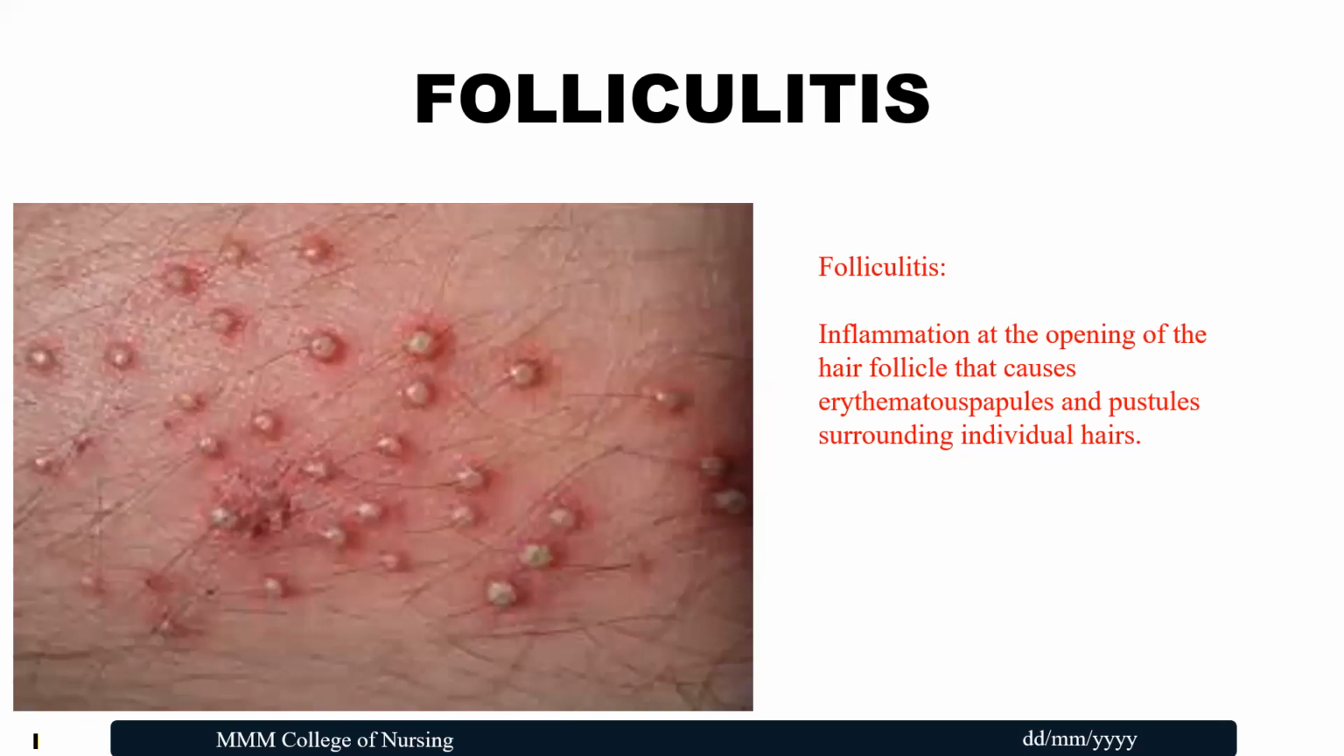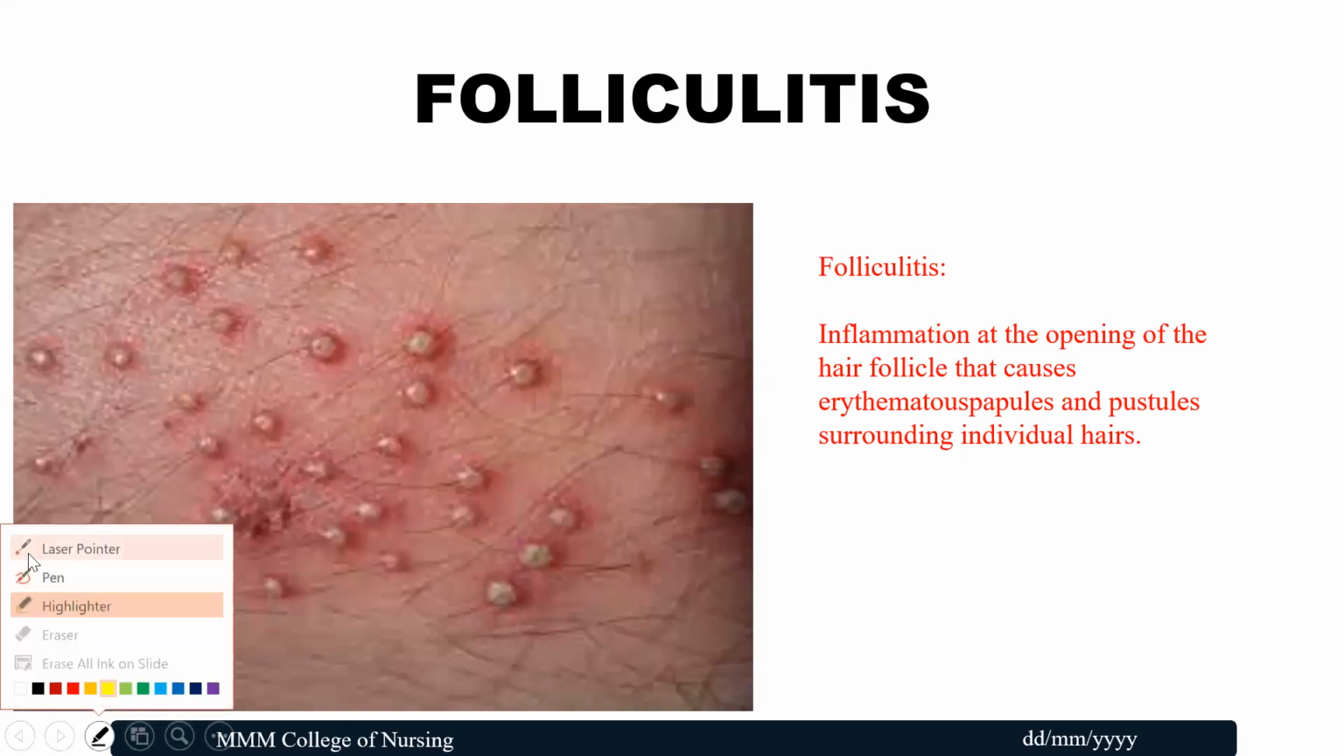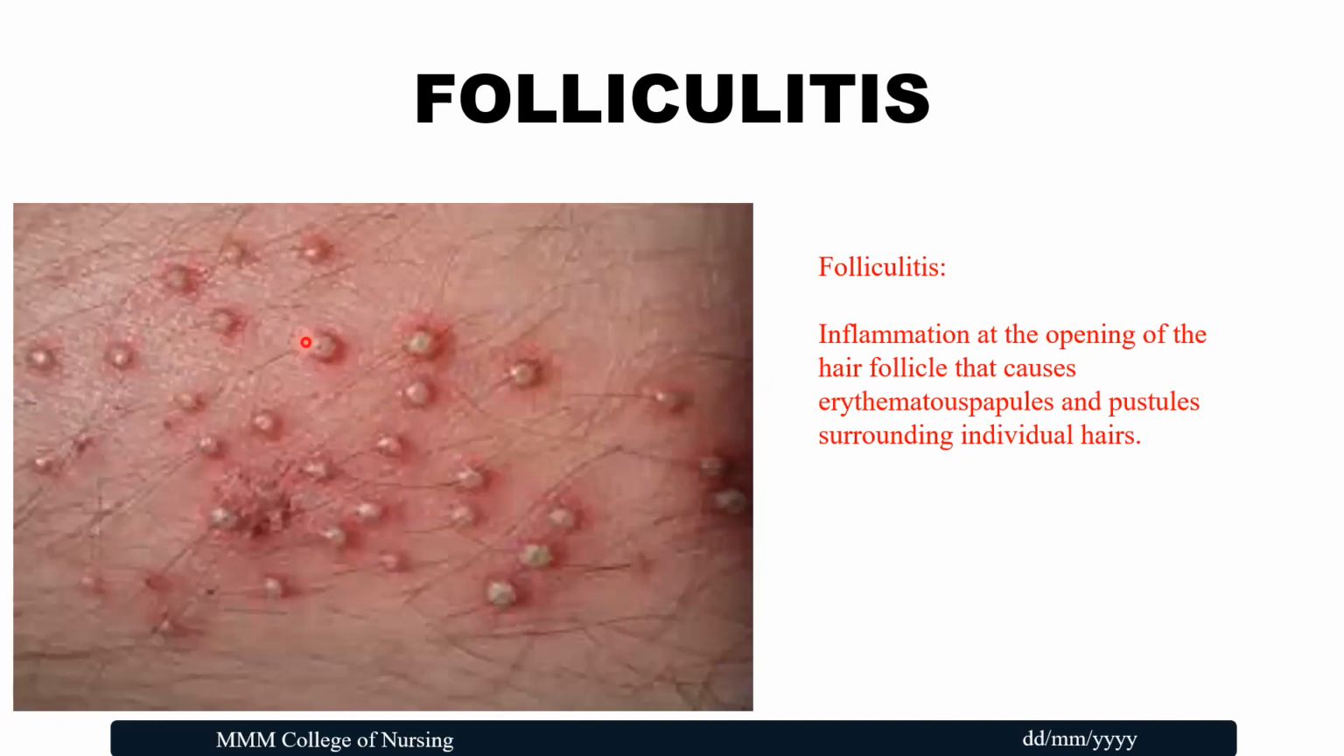This is folliculitis. As you see here, it is inflammation of the opening of the hair follicle that causes erythematous papules and pustules surrounding individual hairs. So under each hair follicle, as you see here, there will be an opening which has both pus in it and a papule, a boil raising up from each hair follicle. This is known as folliculitis.